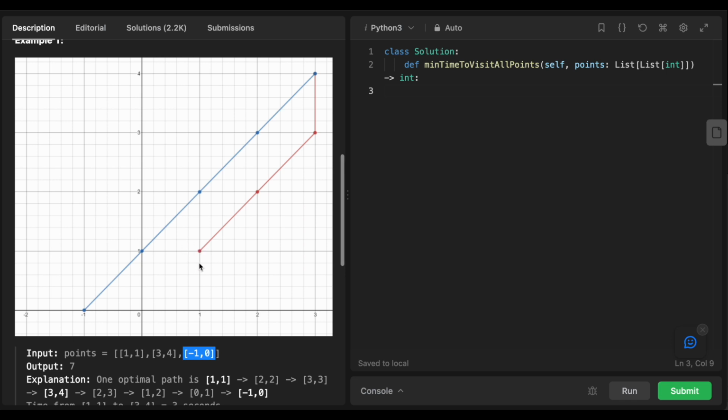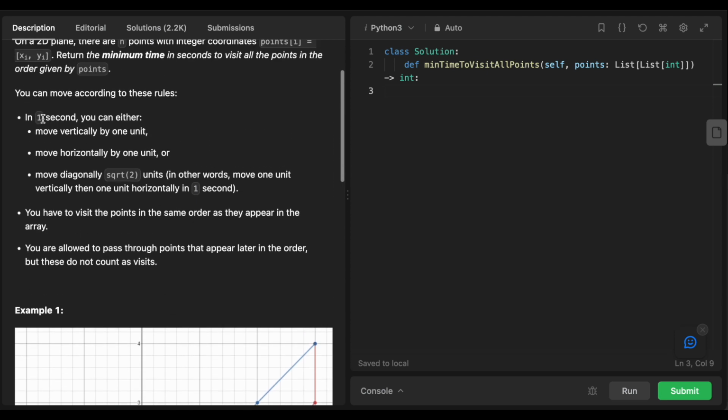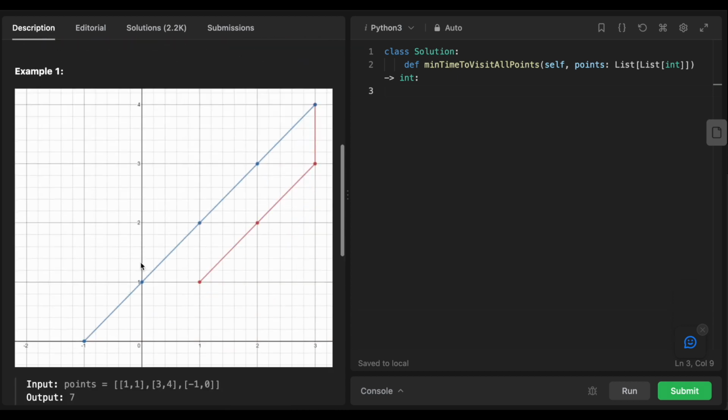If 1, 1 is here, 3, 4 is here, and negative 1, 0 is here, we can't just go to the closer one first. We must go in order. And each movement, whether we go horizontally, sideways, or vertically up and down, or diagonally, each of those movements is considered one step, or they take 1 second.